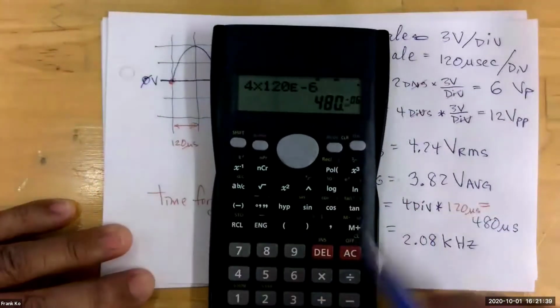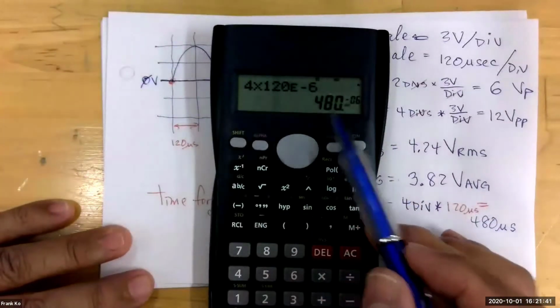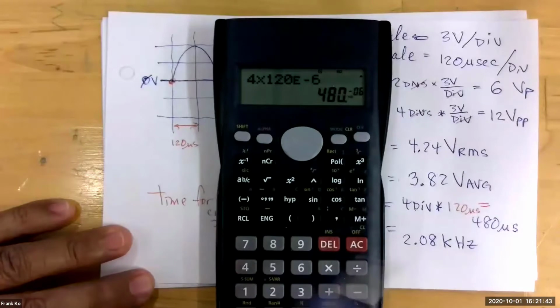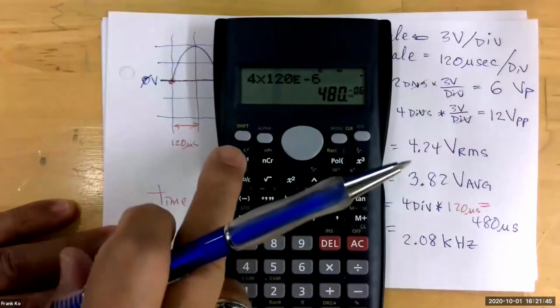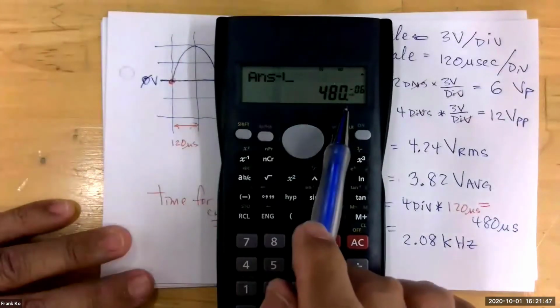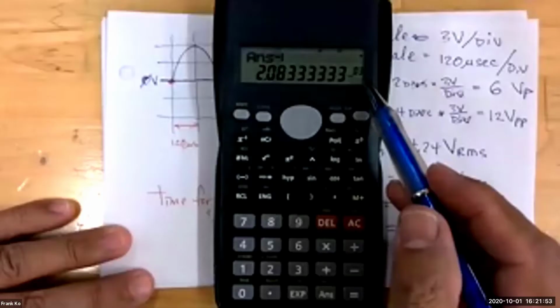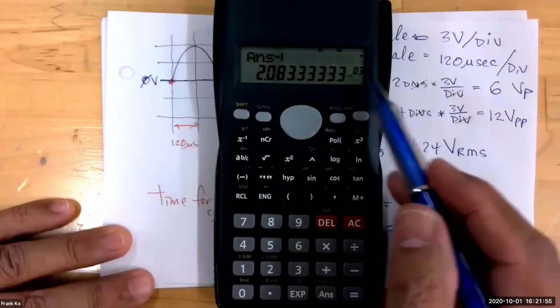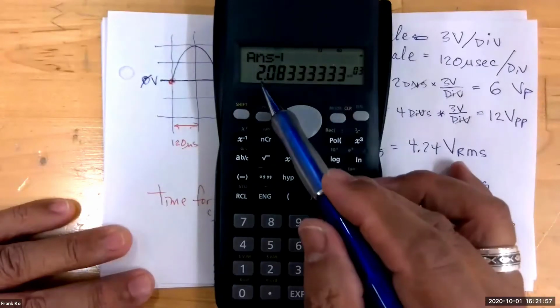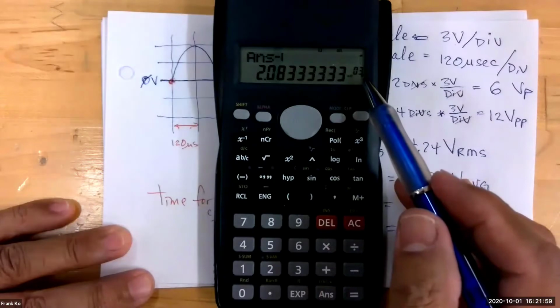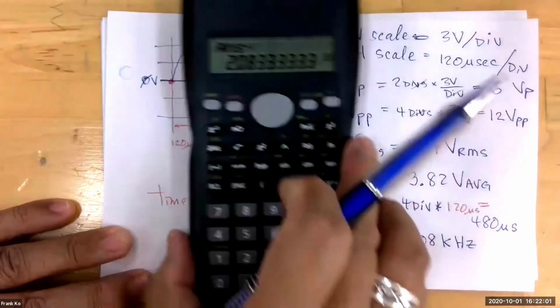I have from the previous moment, 480 microseconds. I'm going to hit the reciprocal key right there. So it will reciprocate my previous answer. And then I will hit equals. And look at this, it landed on a power multiple of 3, so I don't have to hit engineering. 2.08, and that's a positive 3, so everybody's in agreement.